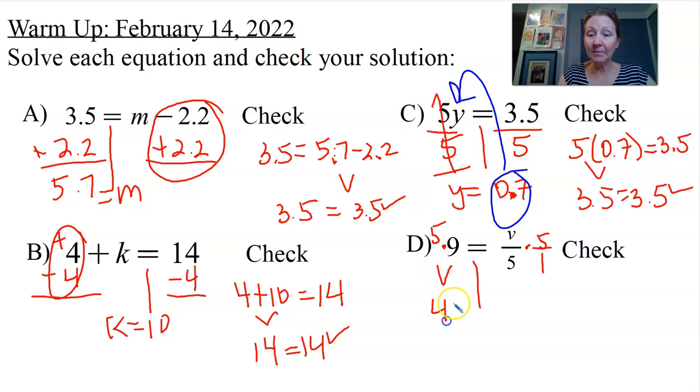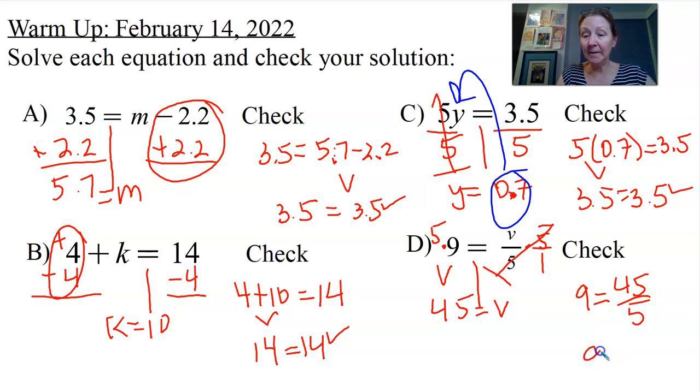9 times 5 is 45. These 5's cancel out in a giant 1. 45 is equal to v. There's my solution. When I check it, I do this. 9 equals, I plug the 45 in for the v. 45 divided by 5. 9 equals 9. Check.